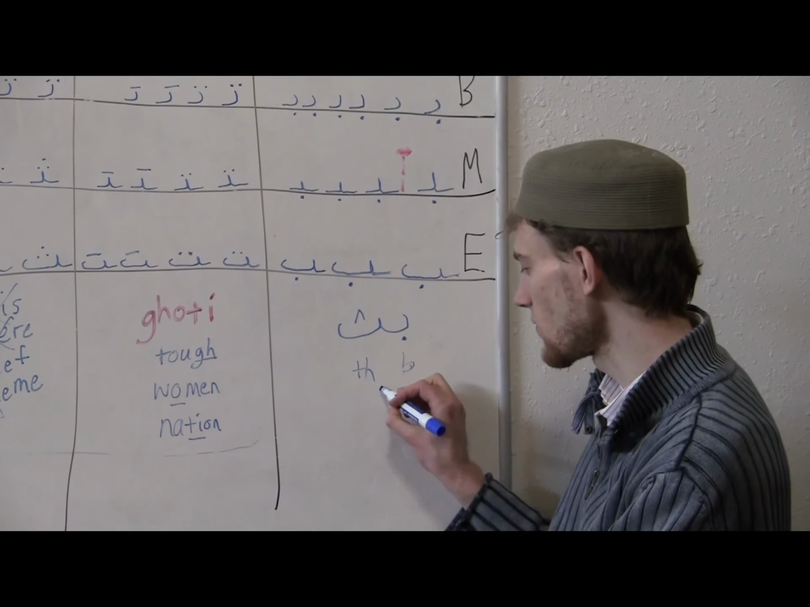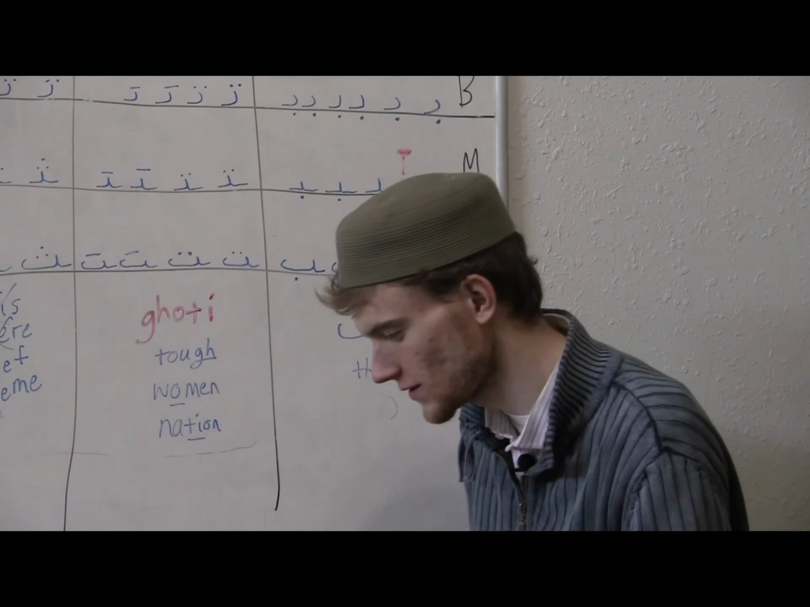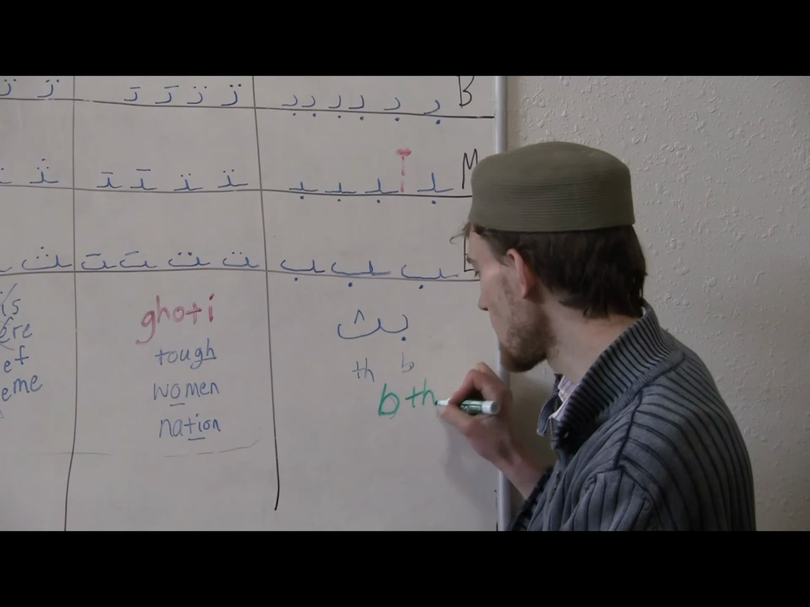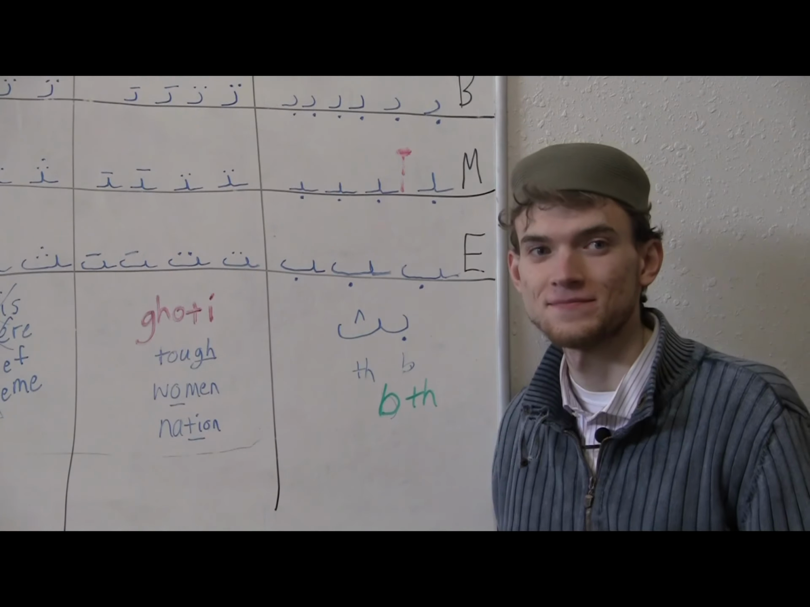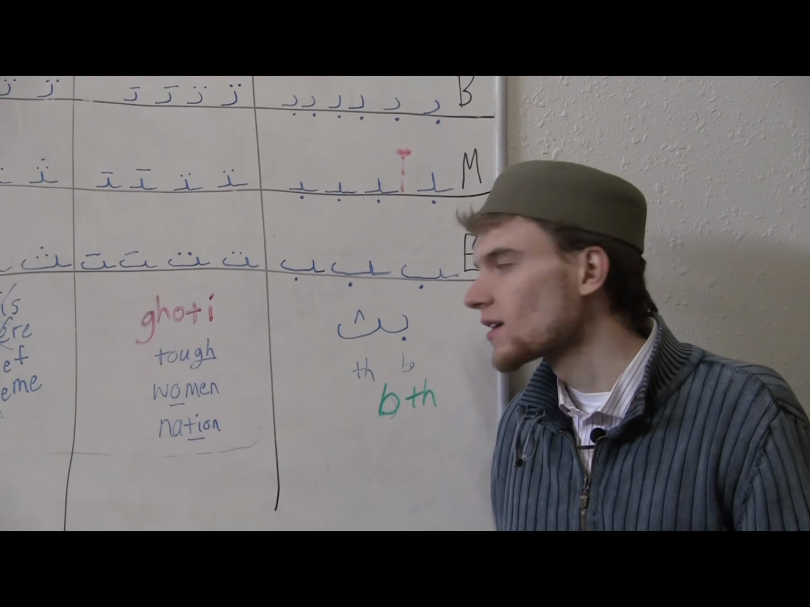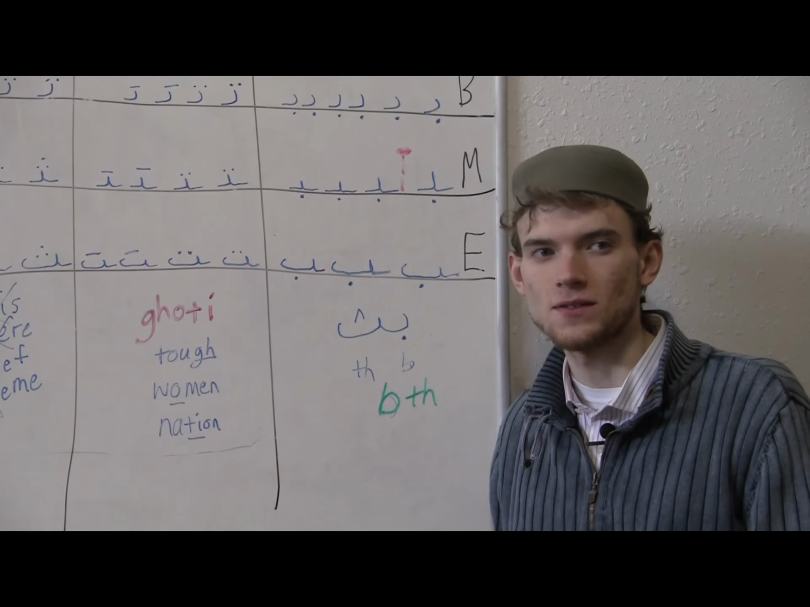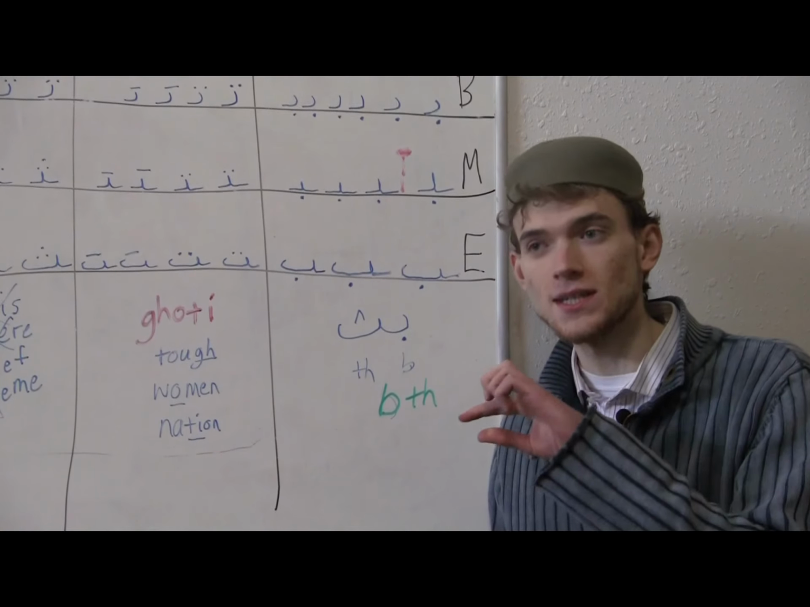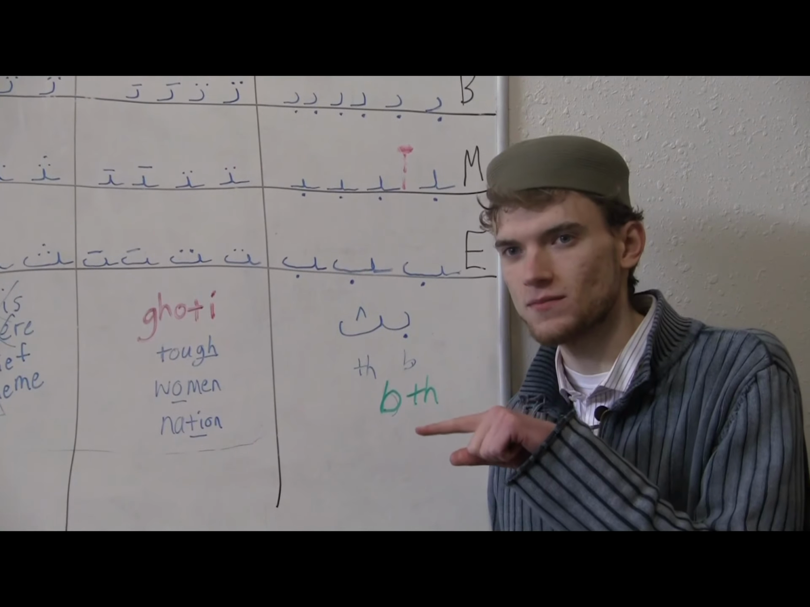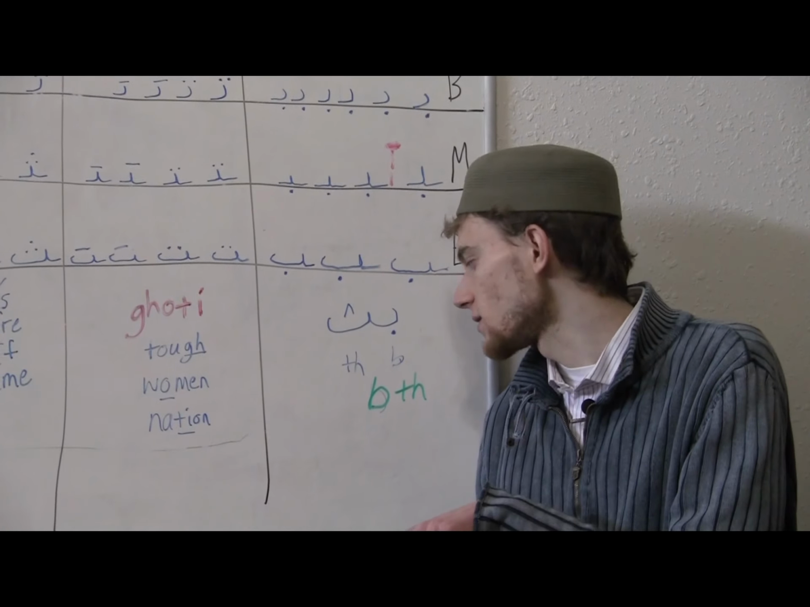Remember, it goes the other way though. If we're going to write it in English, how do you say this? The word itself is betha, because the vowels in between the consonants aren't written out. Pretty much when you see letters in Arabic, you're seeing the consonants, you're not seeing the vowels. Some vowels are written out. We'll get to that today. We're going to be going over the vowels, inshallah. But some vowels are not written out.